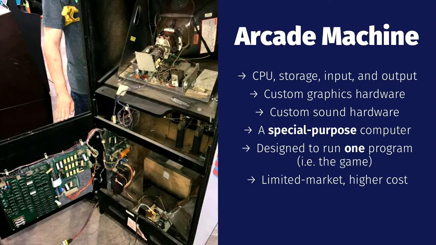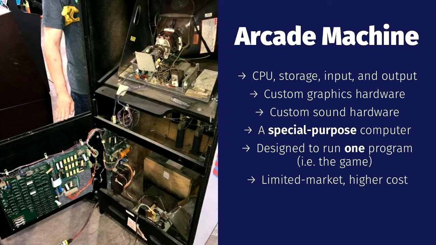Much like home computers of the time, arcade machines also had a CPU, storage, input, so a joystick, some buttons, the coin slots, and output, so a CRT television screen, maybe a speaker, maybe some of them had flashing lights and stuff like that. Importantly though, they also had custom graphics and sound hardware, kind of like a precursor to modern day video and sound cards.